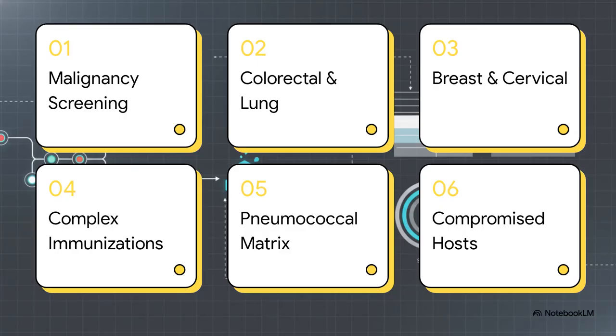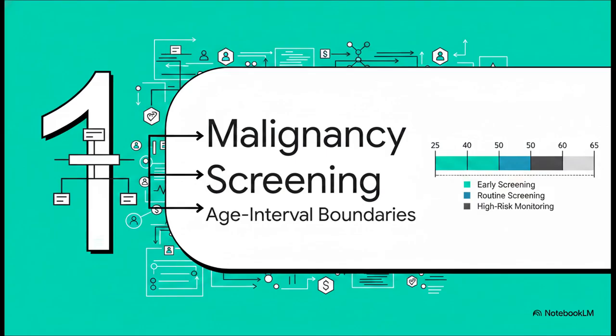Here's our roadmap for today. We'll quickly cover malignancy screening matrices, focusing on colorectal and lung cancer, followed by breast and cervical logic. Then, we'll pivot to complex host immunizations, mapping out the pneumococcal sequencing matrix, and finally, wrap up with some specific immunocompromised case scenarios. Section 1. Malignancy Screening Matrices. Let's look at the primary screening algorithm pathways and their exact age interval boundaries.